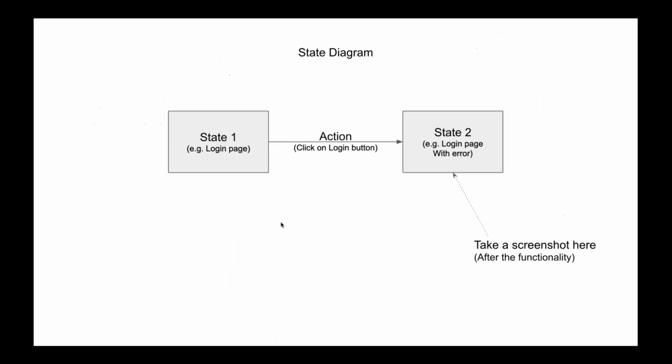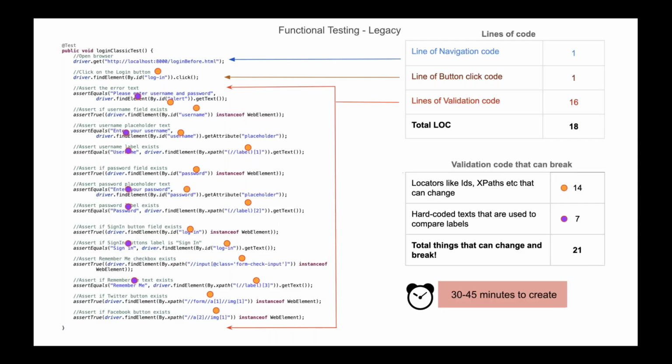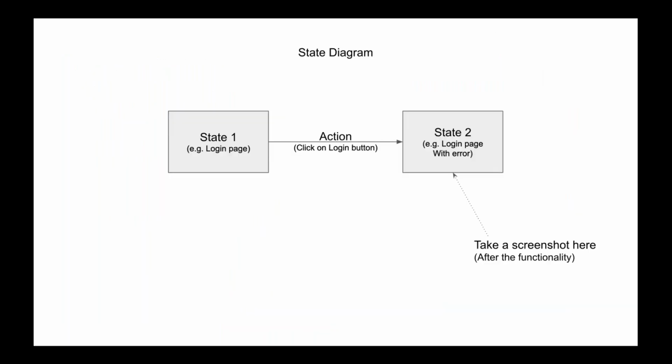Now, with all this code, I'm going to quickly show you what the modern testing code looks like. But the main idea of the modern way is this. If you have an application, let's say the login page, which is in state 1, and you perform some action, in this case clicking on the login button, then it goes to the next state where your login page has an error, right? So this is the second stage.